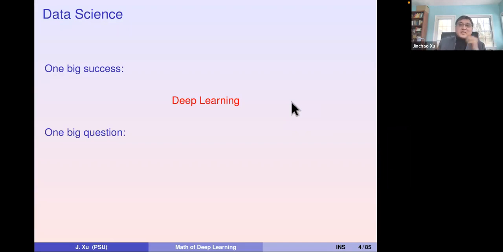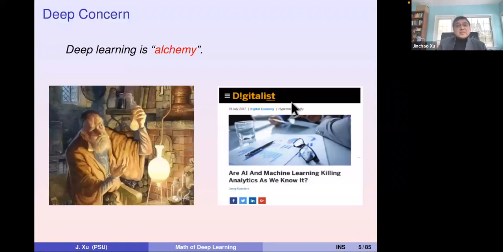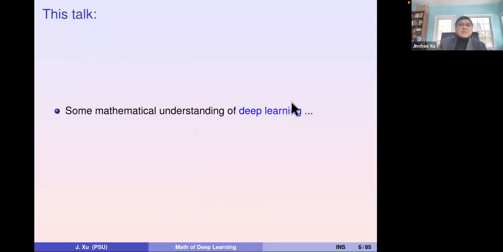When I talk about data science in general, and deep learning specifically, my colleagues, especially my mathematical colleagues, will ask whether data science or deep learning is actually a science. It has often been said that deep learning is like alchemy and not much analytics, and people just tune parameters and try things. The question is, can we have some mathematical understanding of this very advanced technology? I'm trying my best to offer my view of how we understand this mathematics.